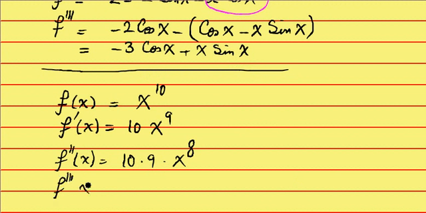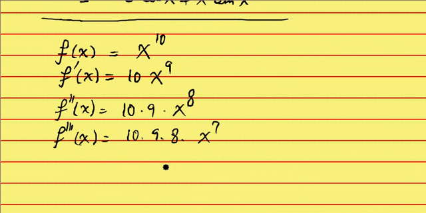Triple prime of x would be 10 times 9 times 8 x to the power of 7, and so on. You see this peculiar coefficient that starts to develop here, product of consecutive numbers. That's a very common theme that comes up in this repeated differentiation. So for that reason and many other occasions in mathematics, we need a notation that we are going to be using, and that's a notation of a factorial.